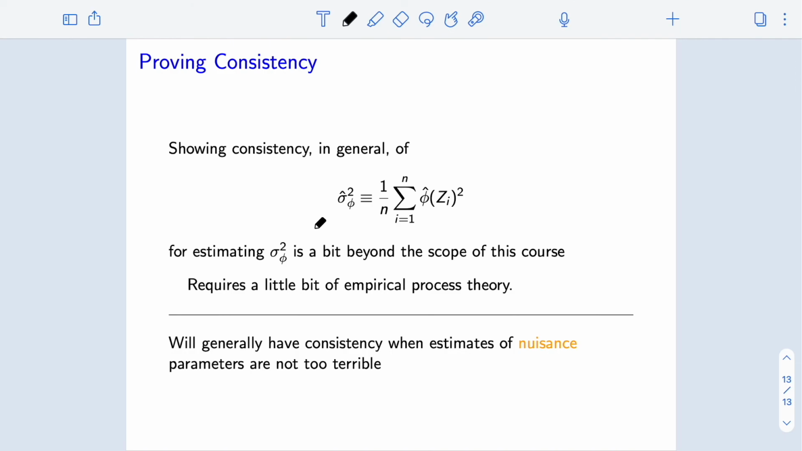I think the idea, though, is quite important and quite useful. This is sometimes referred to as an influence function-based estimate of the standard error. And in addition, this sometimes lines up with what people refer to as a robust standard error.